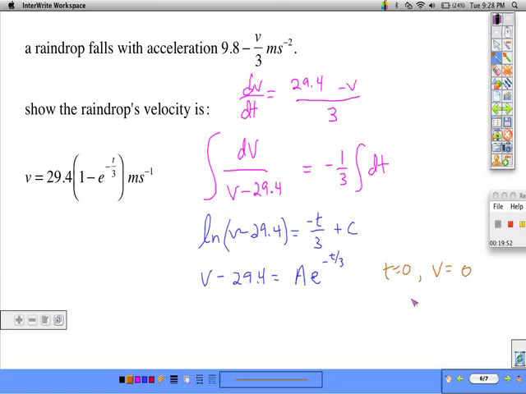And doing that, we find that our constant a needs to be negative 29.4. So our velocity is equal to 29.4 minus 29.4 e to the negative t over 3. And doing some simple factoring, we get to where we were trying to get to.